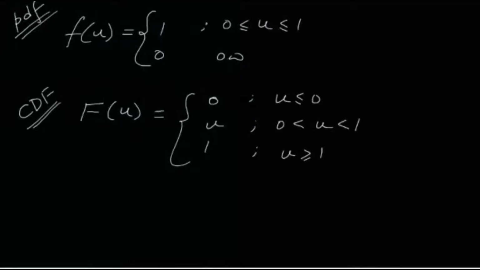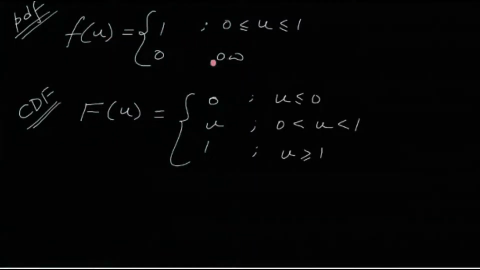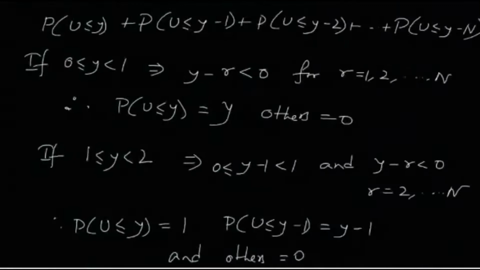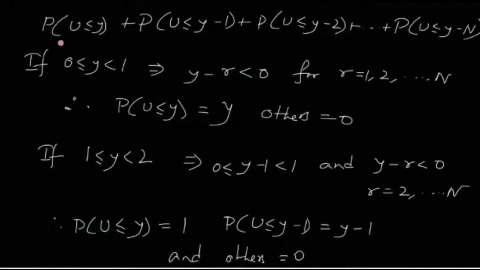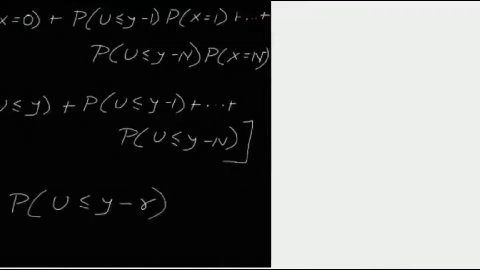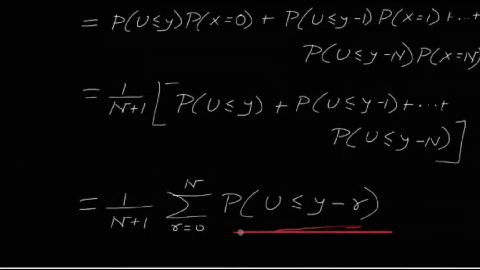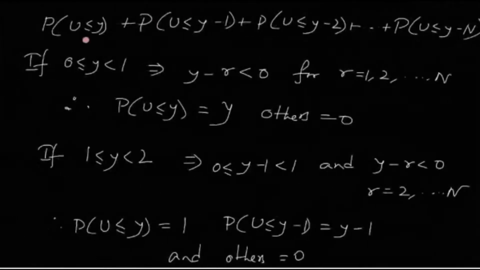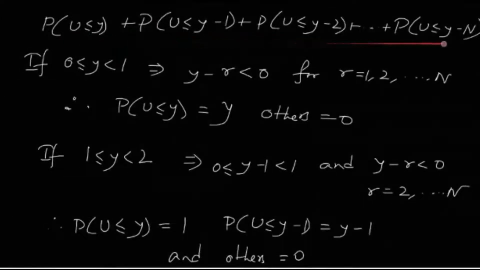Now, the PDF of U is this, and the CDF of U is this one. I've just written it so that it remains a bit clear. Now let us see this particular expression as an example. First, notice that if y lies between 0 and 1, then y minus r obviously is negative if r is 1, 2, or anything like that.